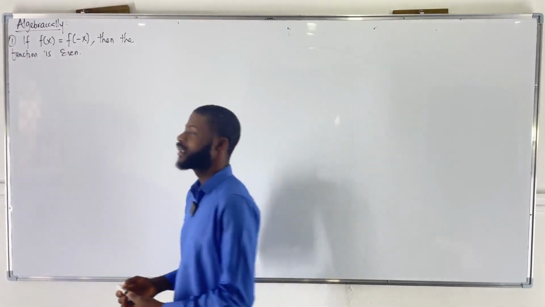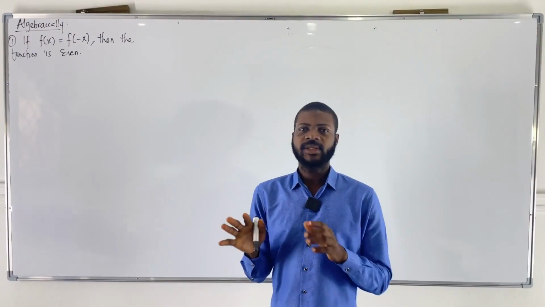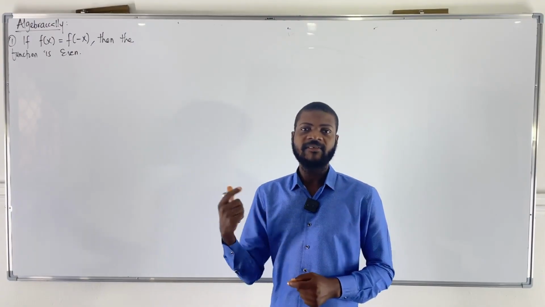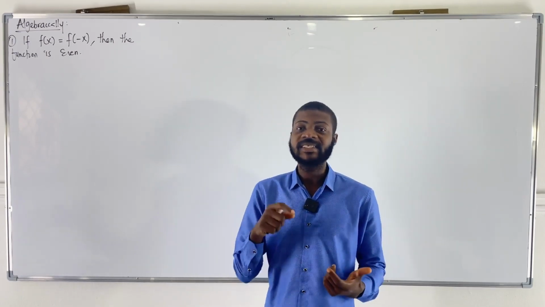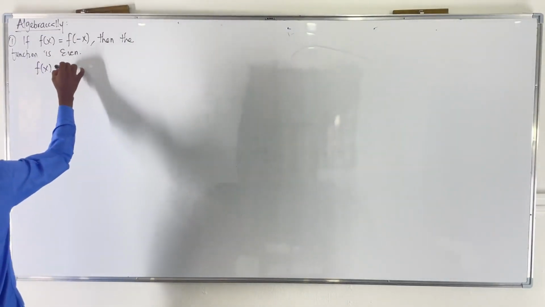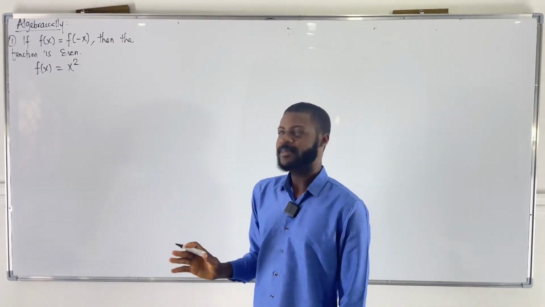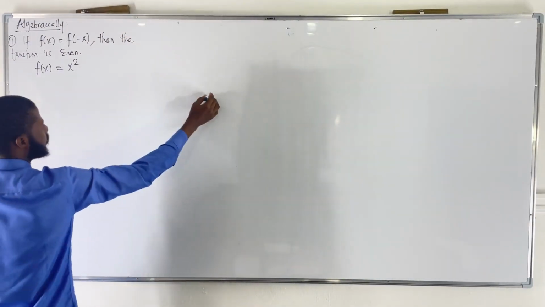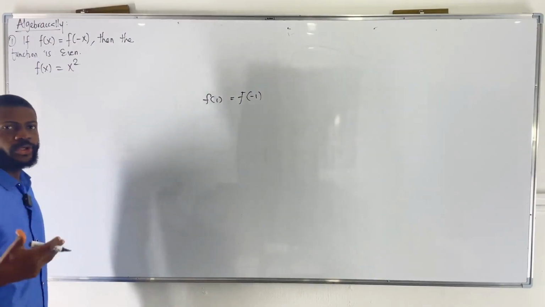The function is even. Now, what does this tell me? This tells me that if I put a negative number into that function, the answer we get is the same as when I give it a positive input of the same number. Let us do it this way. Let's say that f of x is equal to x squared, for example. Now, let's pick in two numbers. Let us check if when I put in f of 1, and f of minus 1, it is going to be the same.